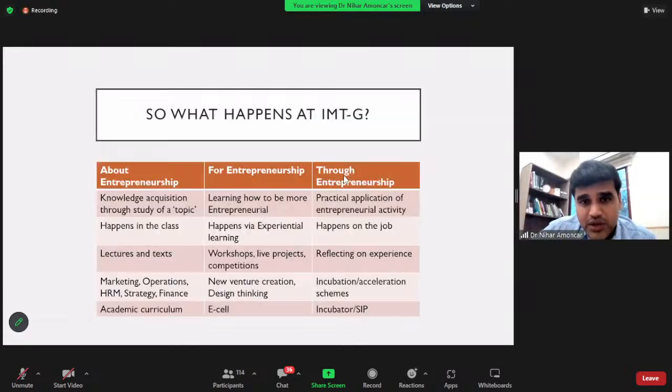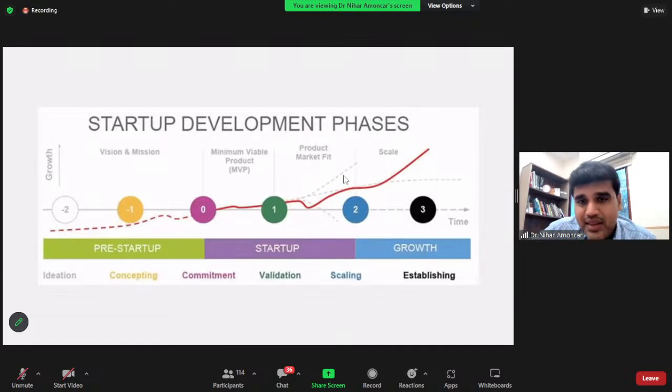That's a very good question, and that actually brings me to a slide that I skipped. So this is the development phase of a startup. There is a pre-startup stage wherein the vision and mission of the startup is defined. Then they develop a minimum viable product. It launches into the market. They try to experiment on product market fit, and then they scale. So there is a pre-startup stage, and a growth stage.